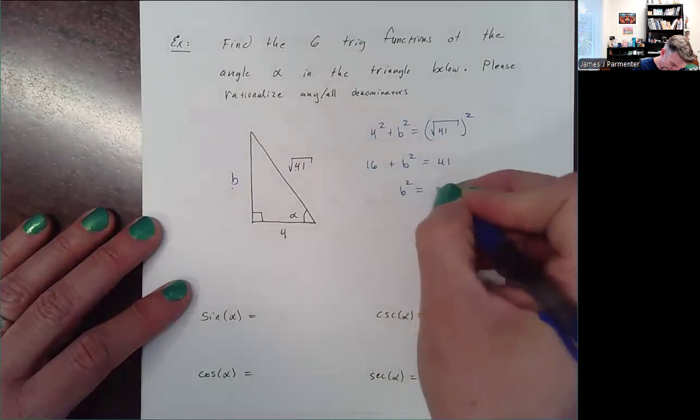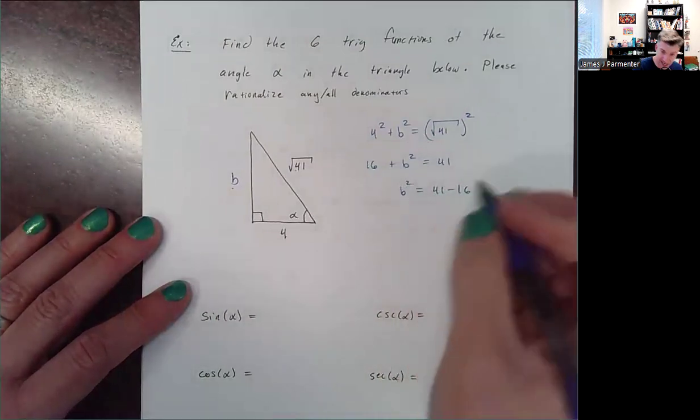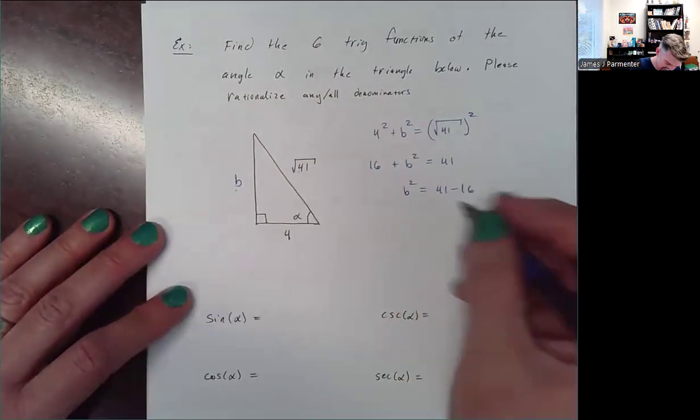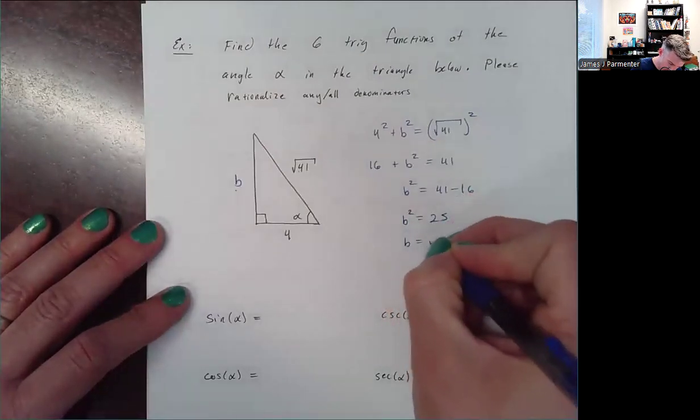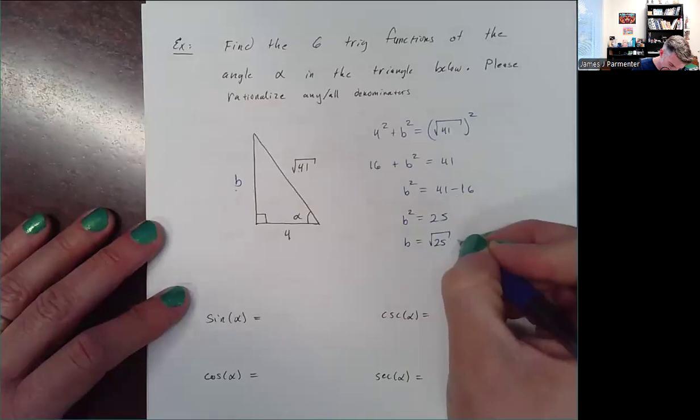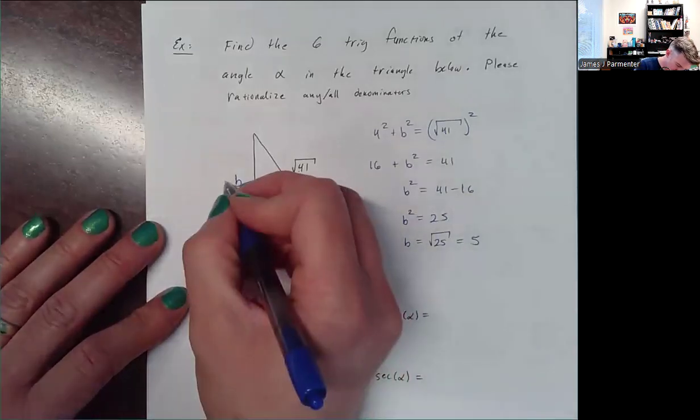B squared equals 41 minus 16, which we have to subtract. 41 minus 16 is 25. So B squared equals 25. So B is equal to the square root of 25, which is 5. B is equal to 5.